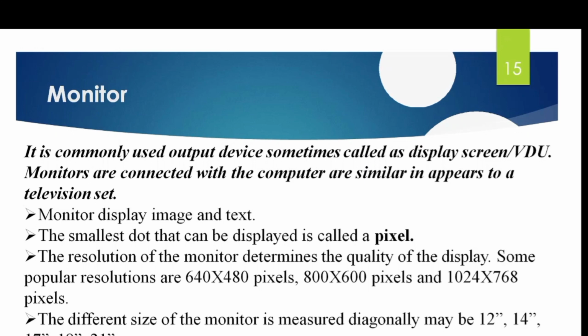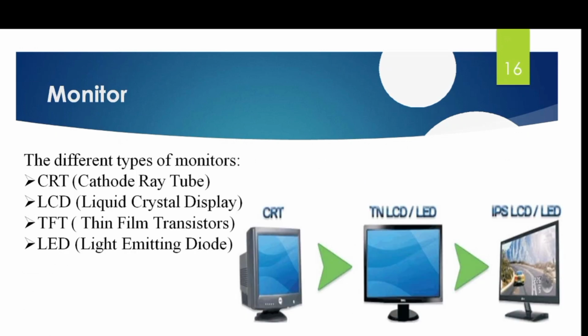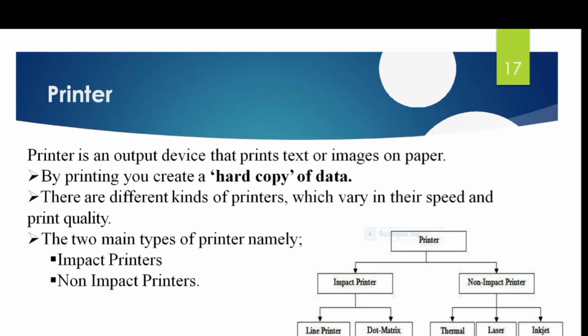The resolution of the monitor determines the quality of display. Basically, resolution means the clarity of the screen: 640 by 480, 800 by 600, 1024 by 768 pixels. The size of a monitor is measured diagonally, maybe 12, 14, 17, 19 and 21 inches. The different types of monitors are CRT, cathode ray tube, LCD, liquid crystal display, TFT, thin film transistor, and LED, light emitting diode.